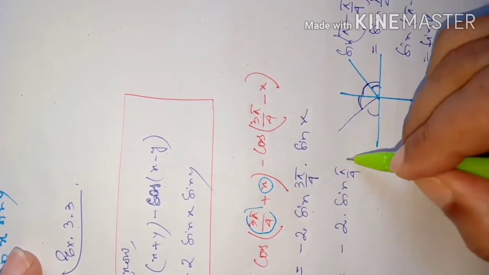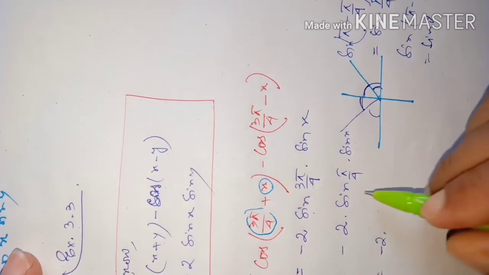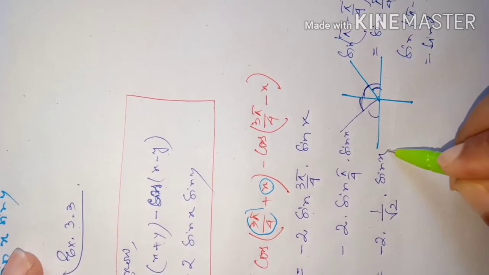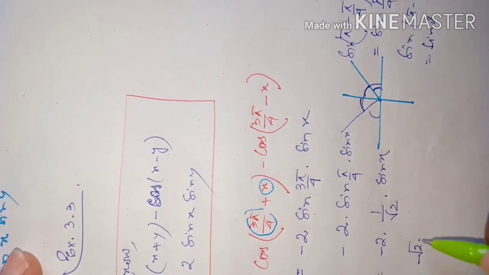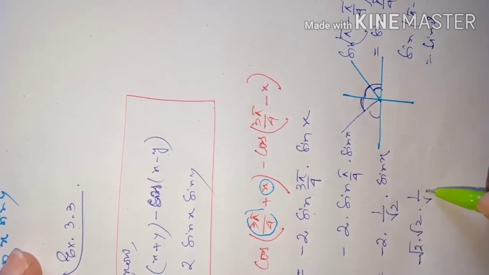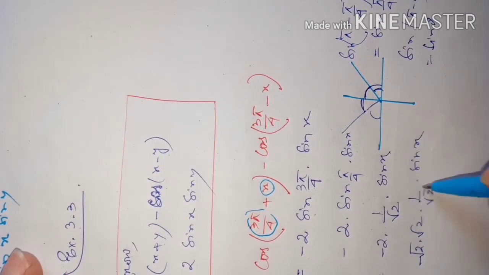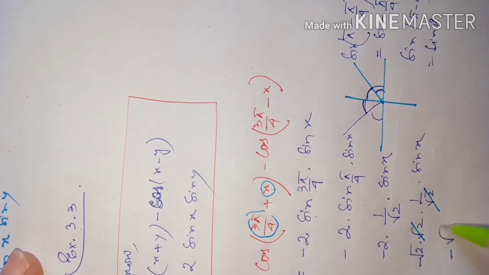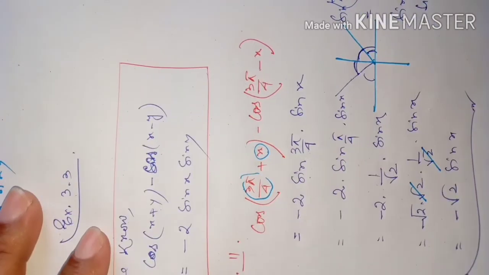Then into sin x. So what you are getting here? Minus 2 into sin pi by 4, which is 1 by root 2, into sin x. So 2 contains root 2 two times, no? Root 2 and root 2, from here it will get cancelled. That is root 2 into root 2 into 1 by root 2 into sin x. When this root 2 is cancelled with this root 2, then one root 2 will be left. So that will be the result. Minus root 2 into sin x is our answer. Okay, dear students? This is the answer.